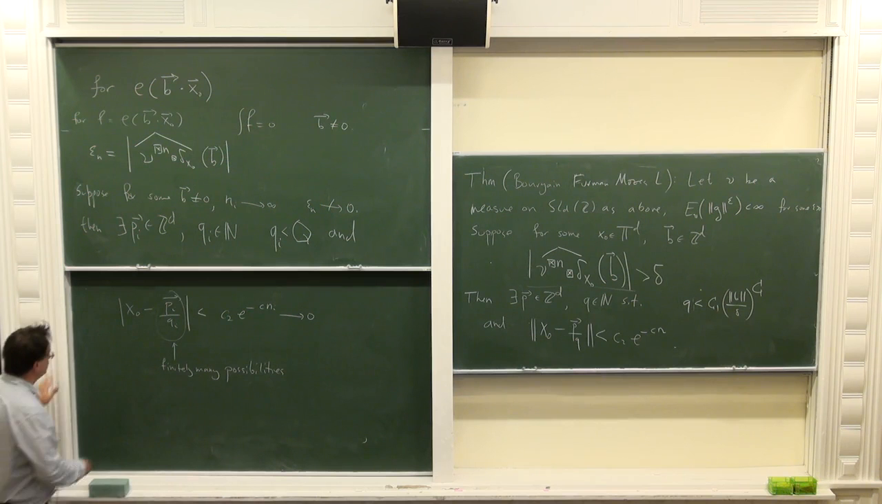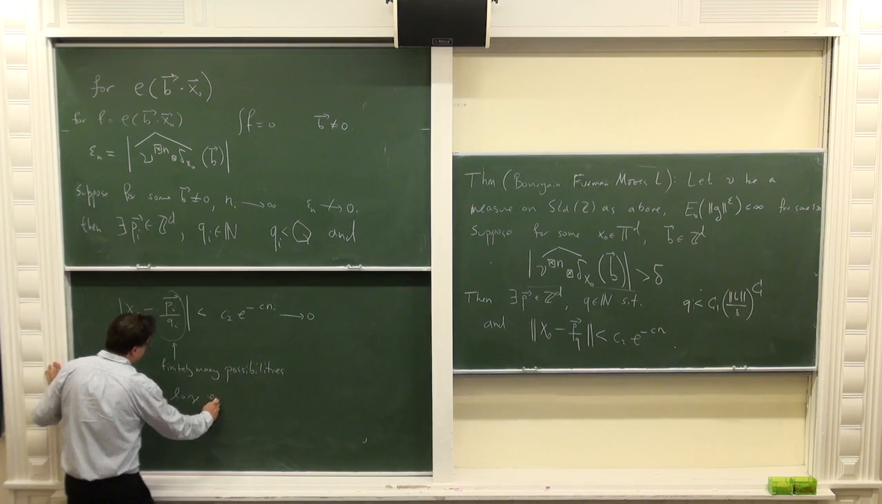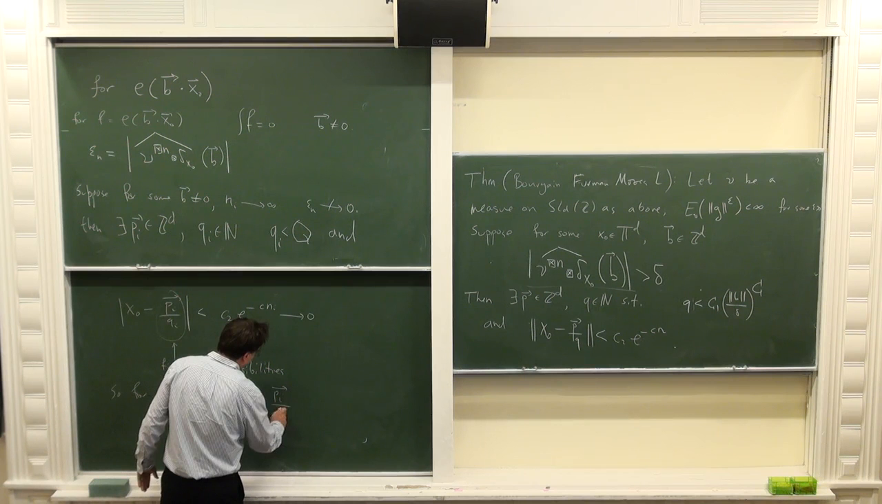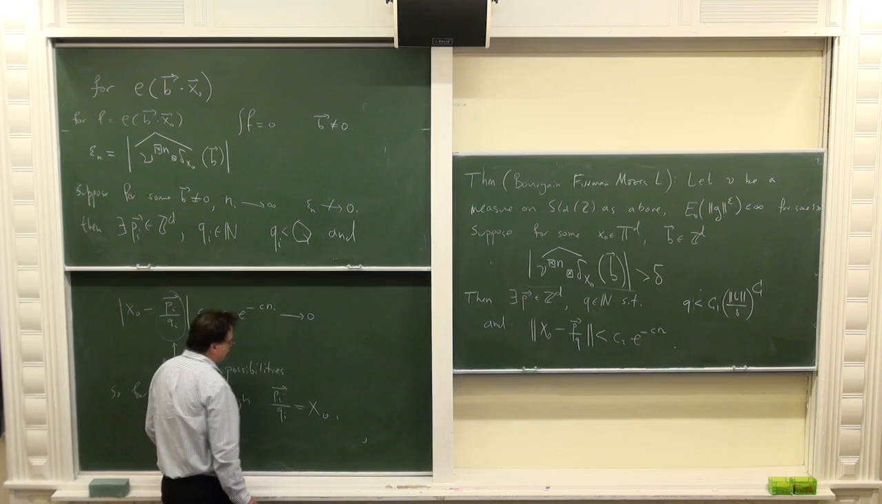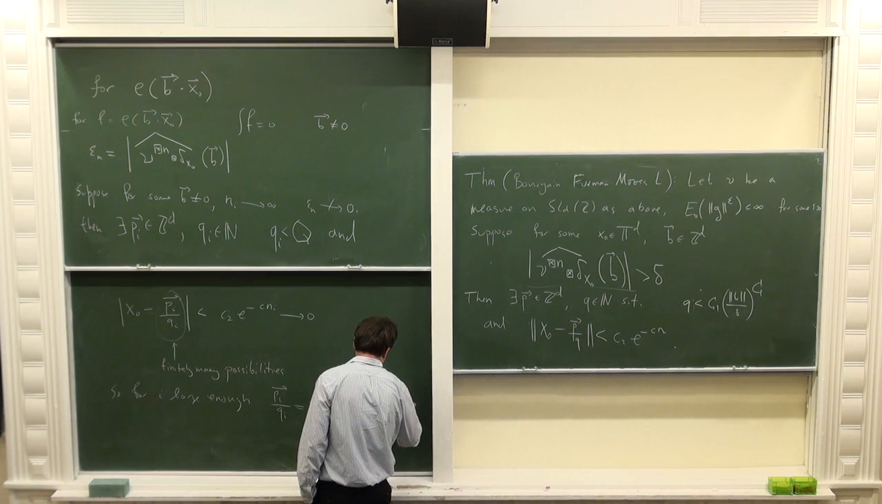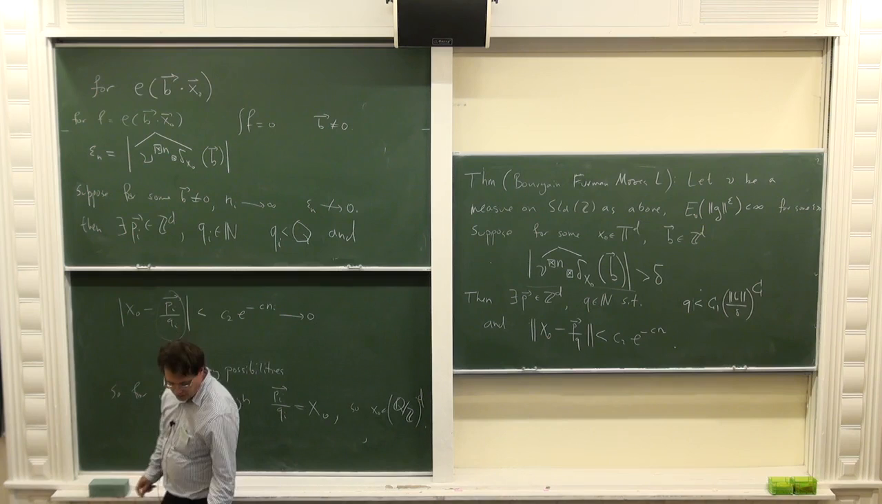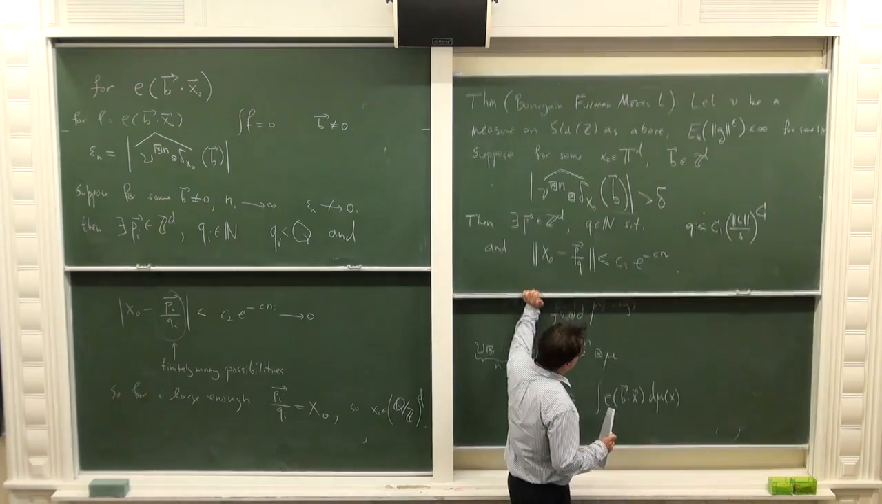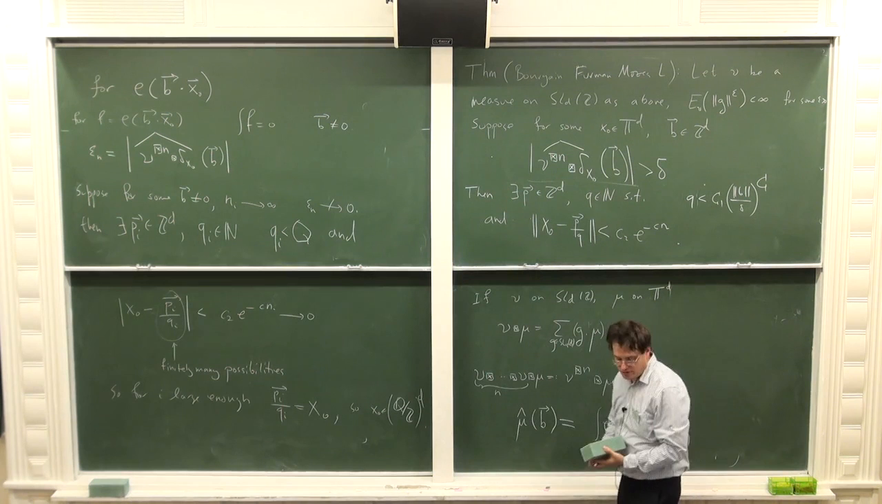So for i large enough, the sequence pi over qi is fixed and equal to x0. So x0 is rational. Now, moreover, I'm not going to show this in detail, but it's certainly believable. This theorem actually gives the rate.